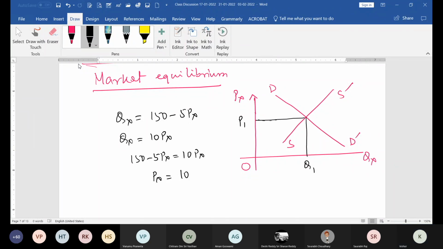So the equilibrium price value is 10, and what will be the equilibrium quantity? Anywhere you put that value, whether here, 10 into 5 is 50, 150 minus 50 is 100, and for supply also 10 into 10 is 100. So the equilibrium quantity is 100, and the equilibrium price is 10. Very easily you can find it out. In that way you can do it.